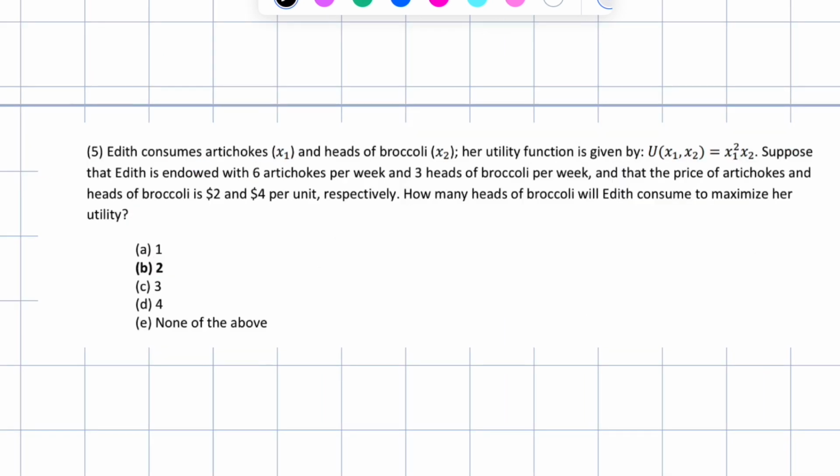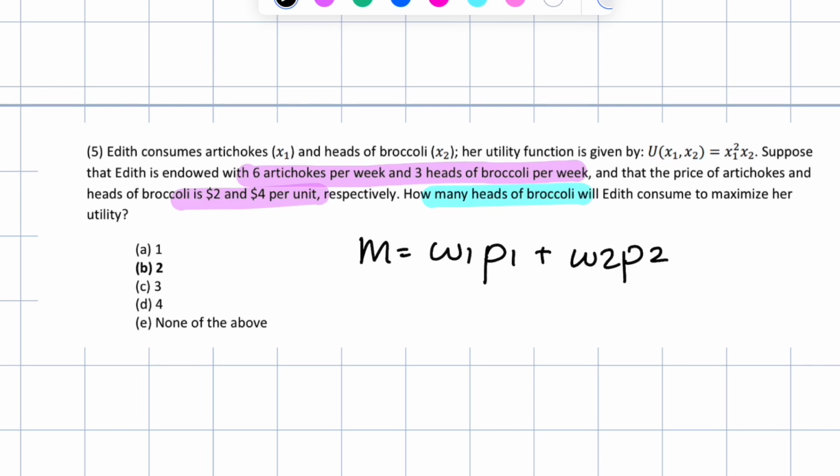Finally, we have a utility maximizing with endowments, and so we see that we have 6 artichokes and 3 heads of broccoli, and here are their prices. How many will we consume to maximize utility? What we do is figure out our income, and that's just going to be that endowment times its price, and so in this case we have 6 times $2 plus 3 times $4, so we have an income of 24.